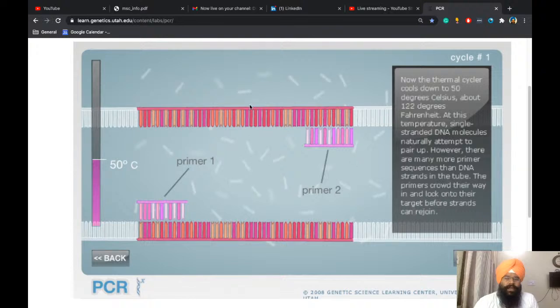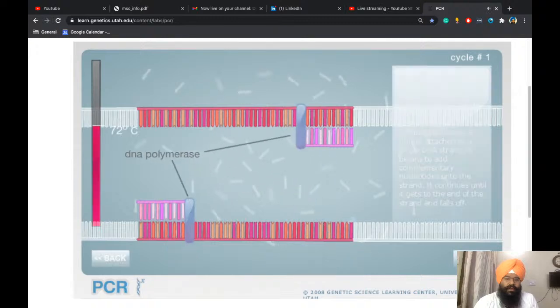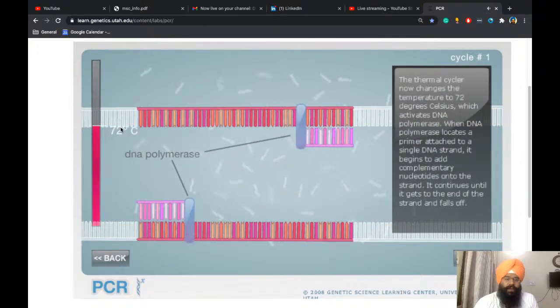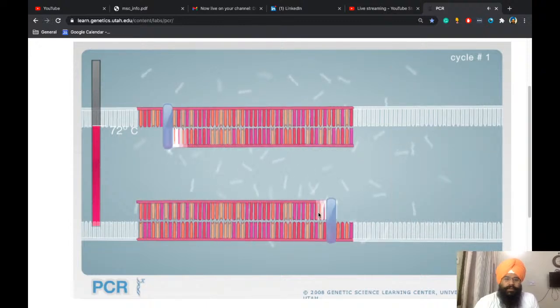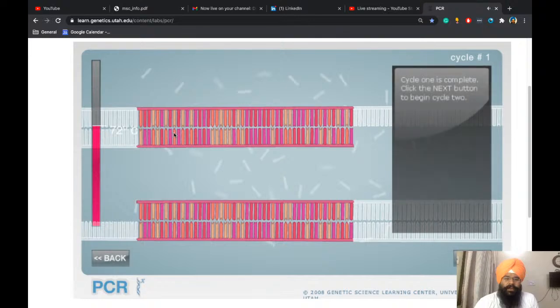So they are thermal cyclers, so we will add at 50 degrees Celsius. Your primer 1 and primer 2 will be joined at this temperature, and they will lock to the target sequence. Then we will raise the temperature to 72 degrees Celsius. First was 95, then 50, then 72, and it will go for further reaction. So it will create a complementary DNA sequence, and cycle 1 is complete now.